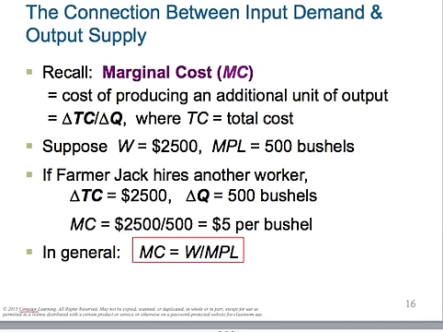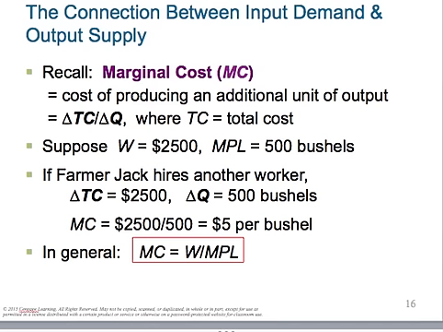So if you hire one more worker, you're going to get $500 more in bushels. If Farmer Jack hires another worker, his total cost is $2,500. That's the wage of one more worker. His total cost is $2,500. The expected change in output is 500 more bushels.